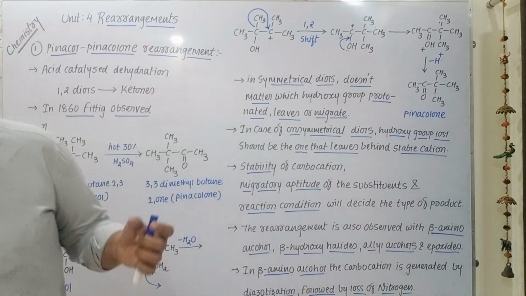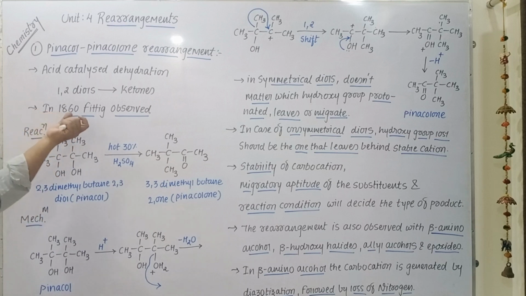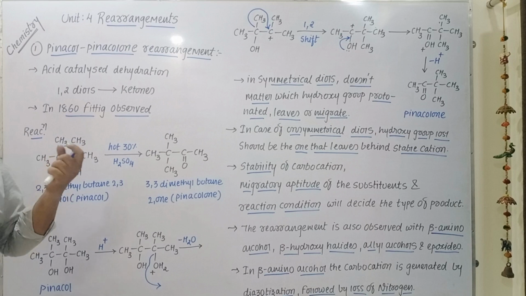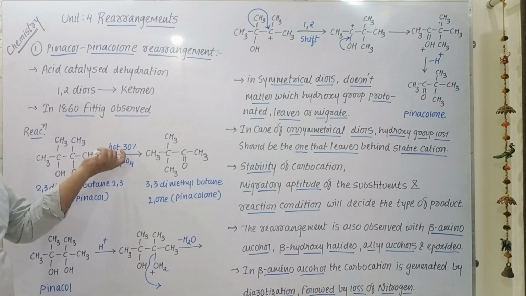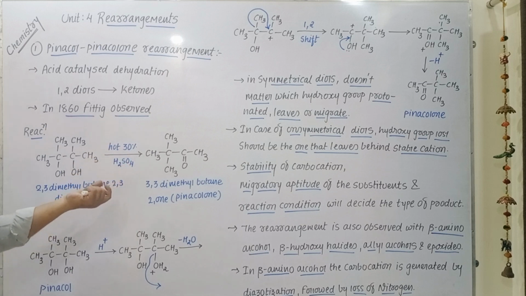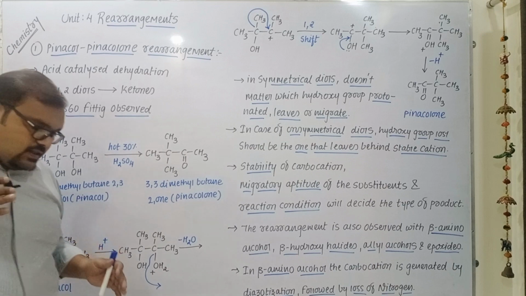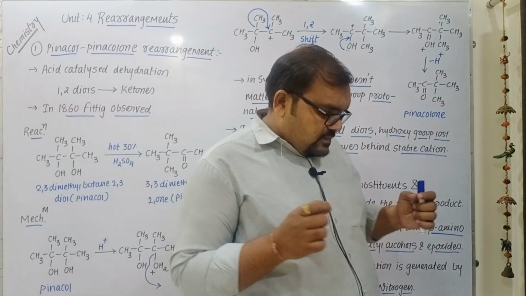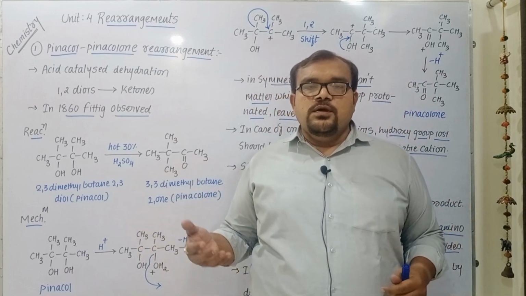Now as we can see on the board, in the year 1860 Fittig first observed the conversion of 2,3-dimethyl butane-2,3-diol, that is Pinacol, which, when reacted in the presence of hot 30% H2SO4, that is sulfuric acid, is converted into 3,3-dimethyl butan-2-one, that is Pinacolone. In this way, in the presence of 30% sulfuric acid, Pinacol is converted into Pinacolone.